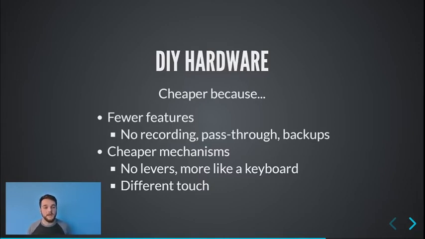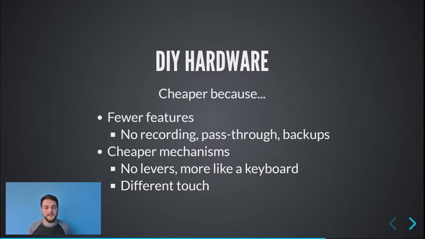So the first cost cut is in features. No screen, no memory, only a USB port. The next cost cut is in the mechanism. While nothing beats the touch of a light lever, the mechanism is quite expensive. So instead of using a lever system, DIY Steno has opted to use mechanical switches found in high-end gaming keyboards. These switches only cost 30 cents to a dollar a piece, so for a full keyboard, the cost is very reasonable. The disadvantage, of course, is the feel.